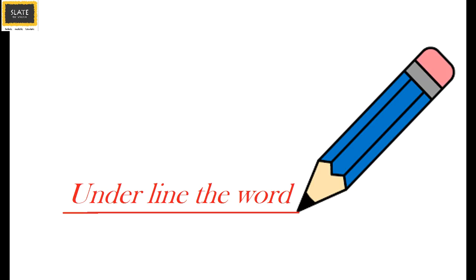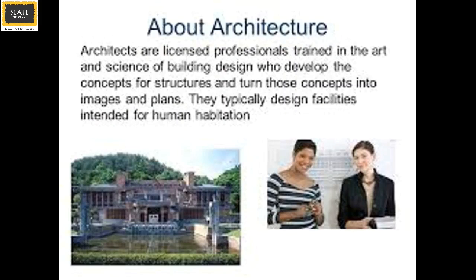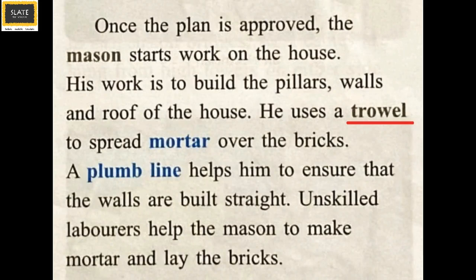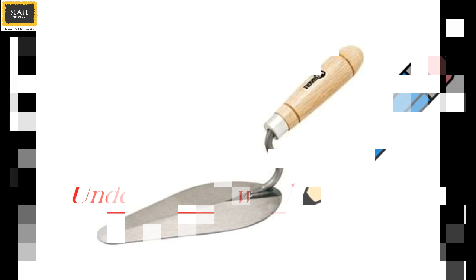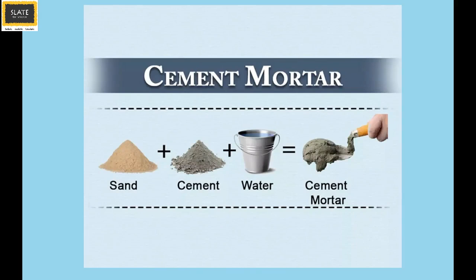Slaters, underline the word architect. A-R-C-H-I-T-E-C-T, architect. A person who draws the design of the house, which is called a plan. Underline the word trowel. T-R-O-W-E-L, trowel. A small handheld tool with a flat pointed blade to apply mortar or plaster. Underline the word mortar. M-O-R-T-A-R, mortar. A mixture of cement, sand and water is called mortar.